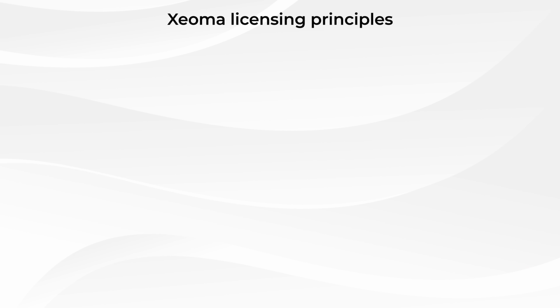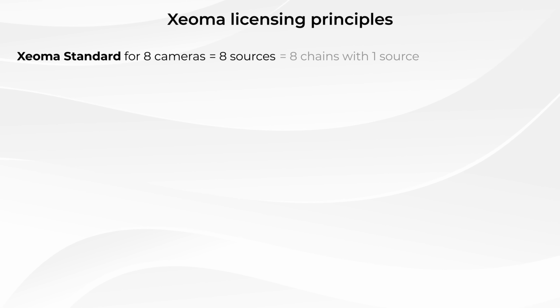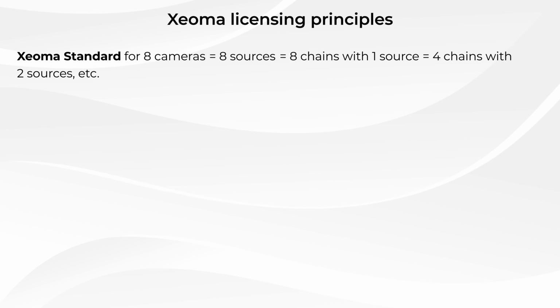A few words about licensing. Most Xeoma licenses are based on the number of cameras, for example, Xeoma standard for 8 cameras. In this case, a camera refers to a source module, so, with such a license, you can create either 8 chains with one source module each, or 4 chains with 2 sources, and so on.